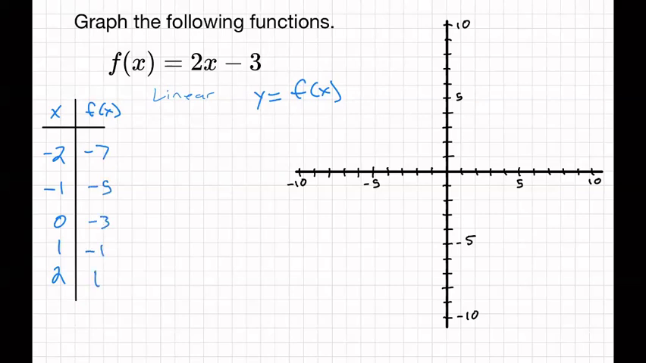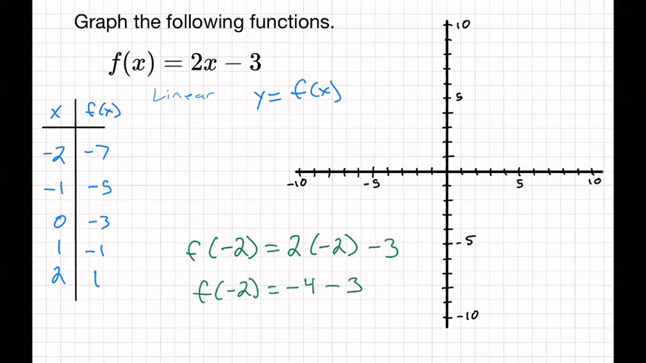So you would go through there, just to give an example of plugging in -2. You'd say, f of -2 equals 2 times -2 minus 3. Instead of X, we plugged in the -2. Working that out is where I got the -7 from. And that would be where I got all my values from. It's just working that out with the negatives.